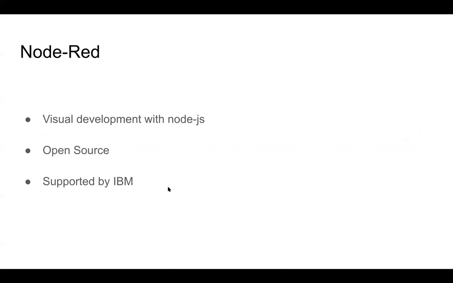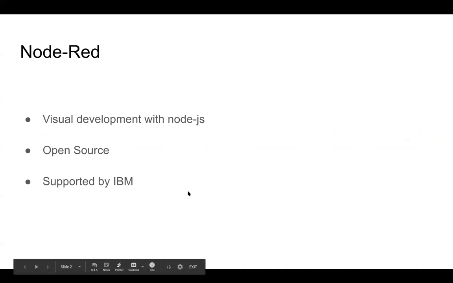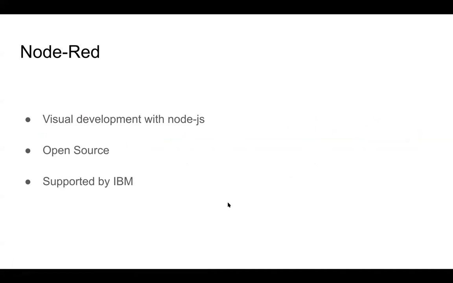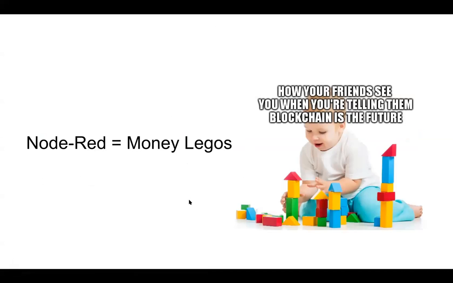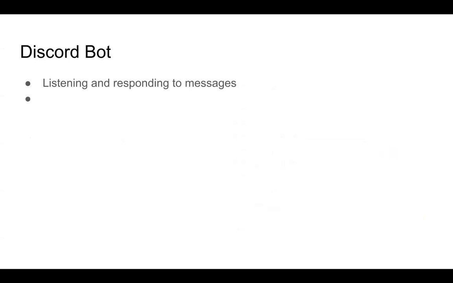To get started, Node-RED is what we will be building with primarily today. It's a visual development interface using Node.js. It's open source and supported by IBM. You can really think of Node-RED as money Legos. If you've seen Austin Griffith with ETH Build, he's been building one of these platforms from the ground up. What we've done is use Node-RED because it already has a lot of different APIs integrated and a lot of Web 2 hooks that we can leverage. So it's a really robust system out of the box.